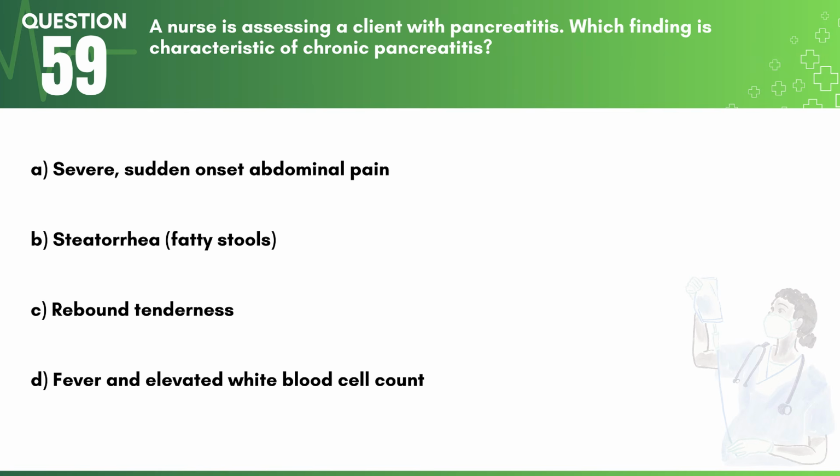Question 59. A nurse is assessing a client with pancreatitis. Which finding is characteristic of chronic pancreatitis? A. Severe, sudden onset abdominal pain. B. Steatorrhea, fatty stools. C. Rebound tenderness. D. Fever and elevated white blood cell count.